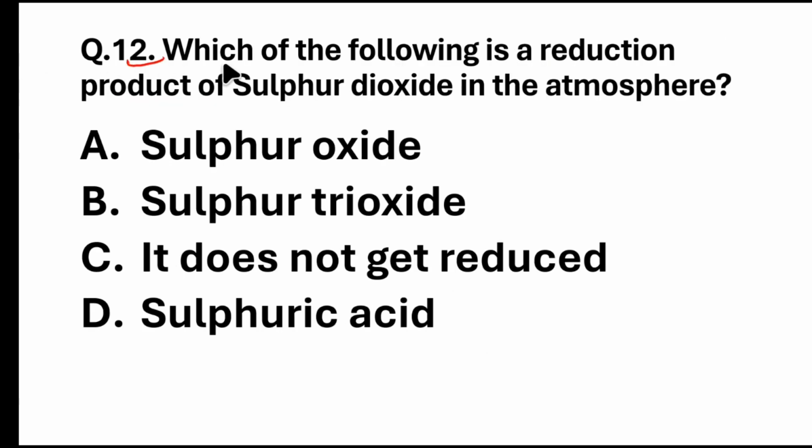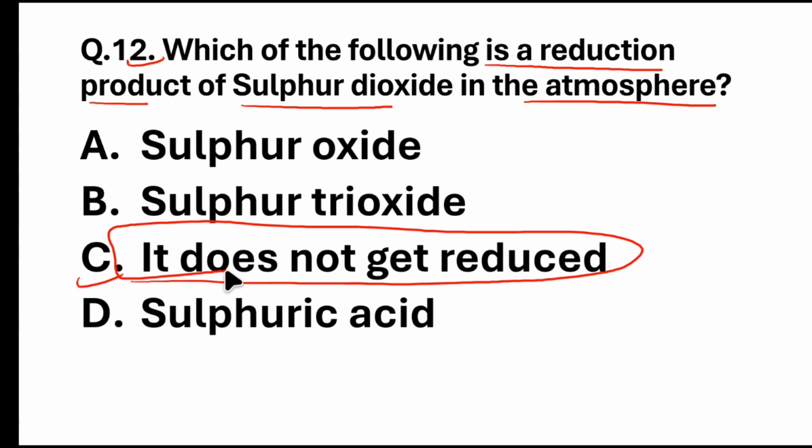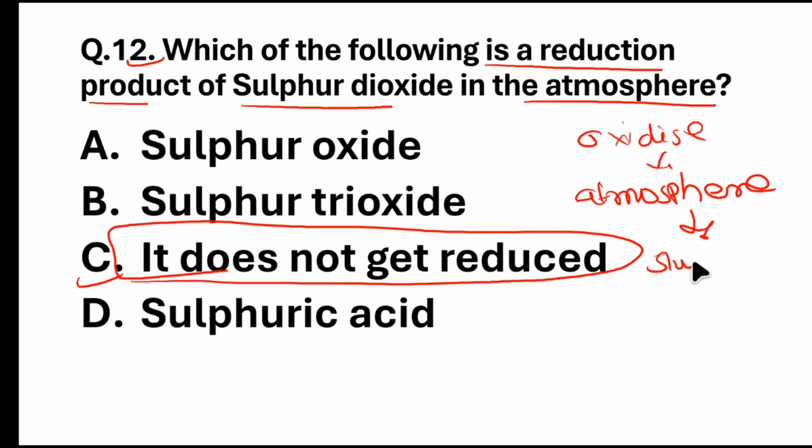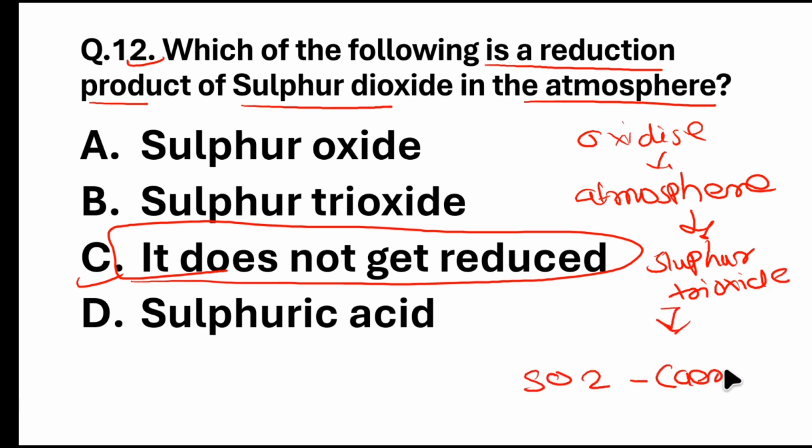Question number 12. Which of the following is a reduction product of sulfur dioxide in the atmosphere? Answer option C. It does not get reduced. Sulfur dioxide does not get reduced in the atmosphere. On the other hand, it does get oxidized in the atmosphere to produce sulfur trioxide. Further, sulfur trioxide is then converted to sulfuric acid as an aerosol.